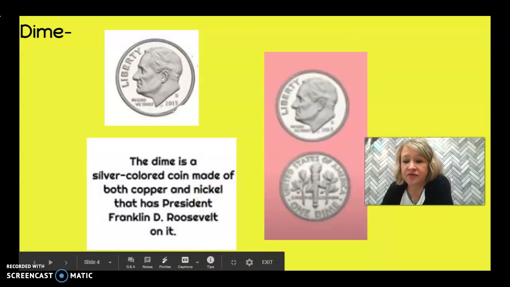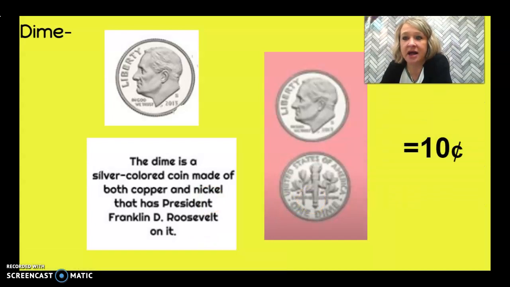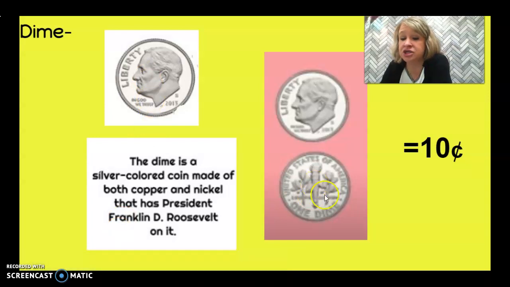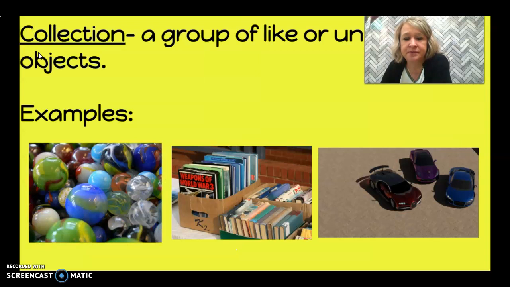What was this famous coin? The dime. This is the dime. It's a silver-colored coin made of both copper and nickel that has President Franklin D. Roosevelt on it. On the back, it had the olive branches and the torch. Remember how much a dime was worth? 10 cents. So this is a dime. Say the word dime. Very good.